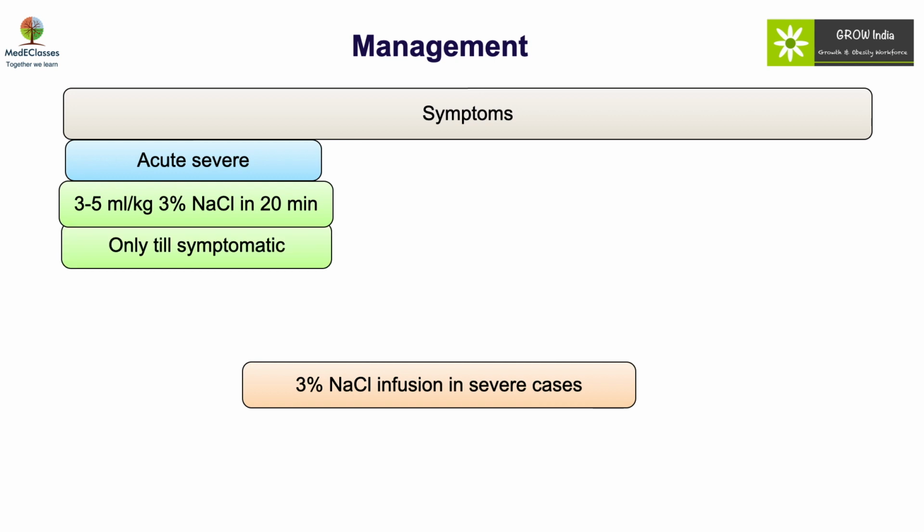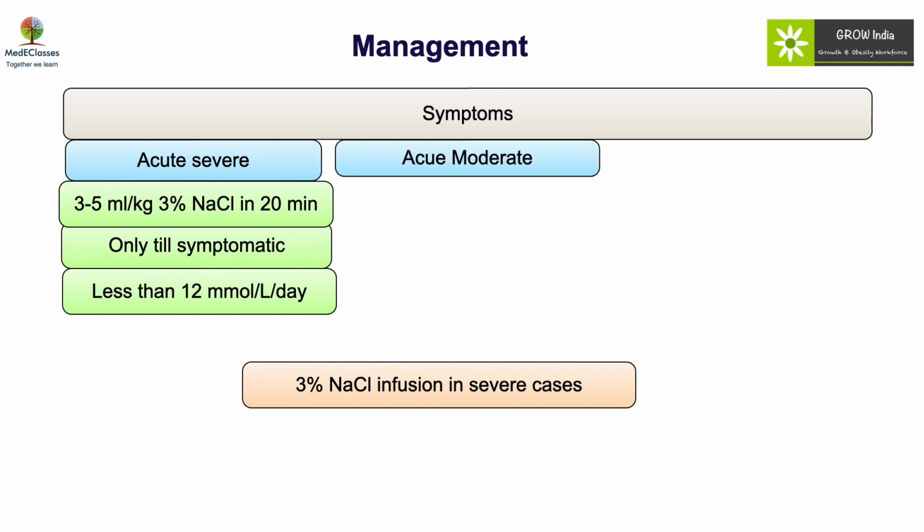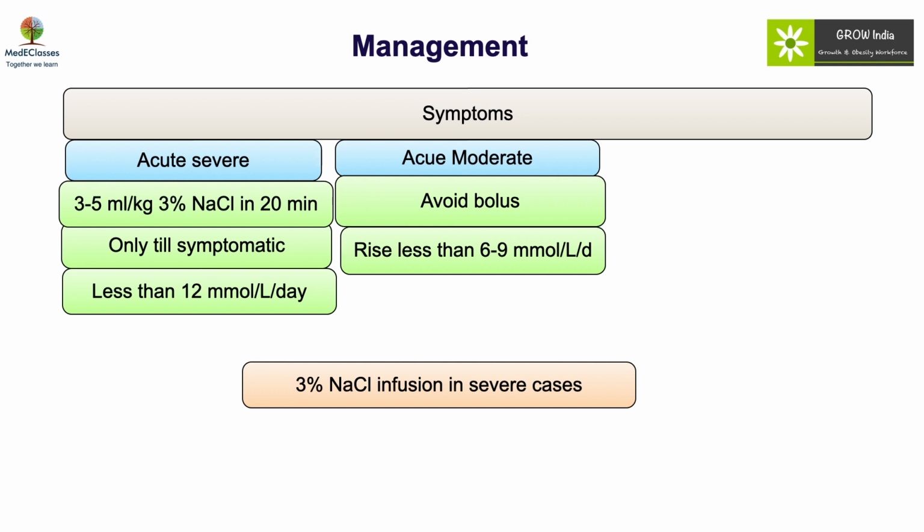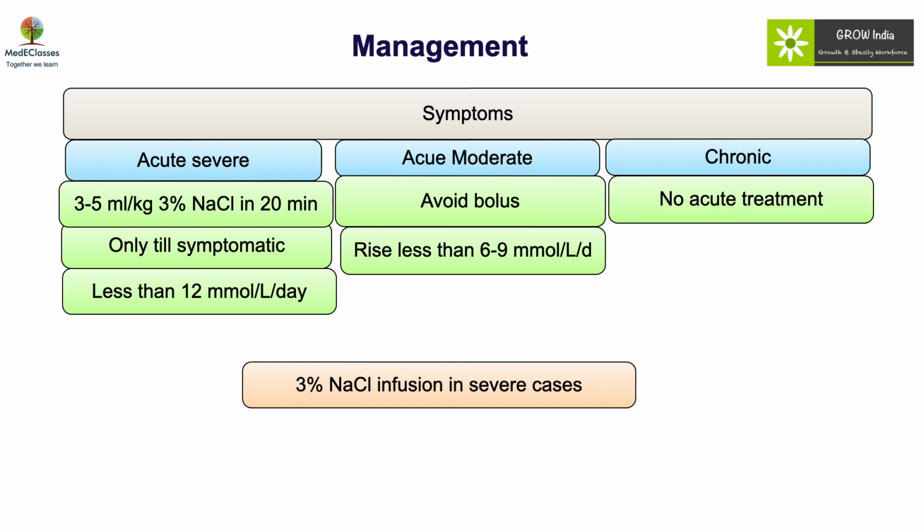The 3% saline should only be given till a patient is symptomatic, and we should not increase the sodium levels beyond 12 because of the risk of those problems. Acute moderate forms, we should avoid the fluid bolus. The rate of rise should be less than 6 to 9 millimoles per liter per day. In chronic cases, there is definitely no indication of acute therapy, particularly for liver disease, because that can cause a lethal outcome. And rise should be less than 6 millimoles per liter per day.